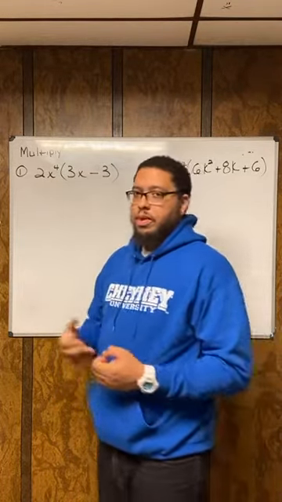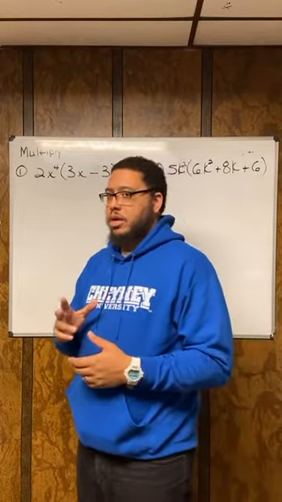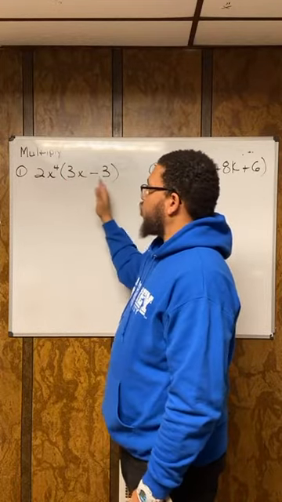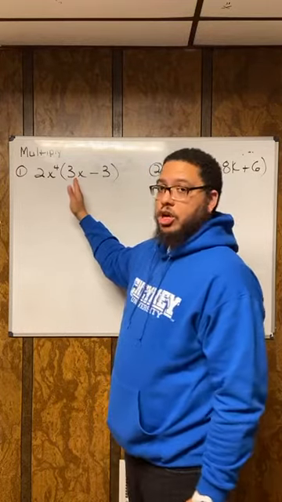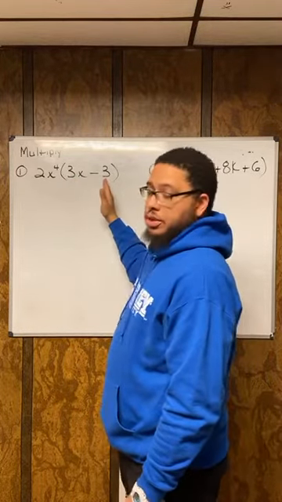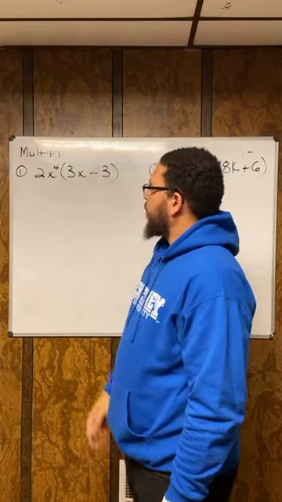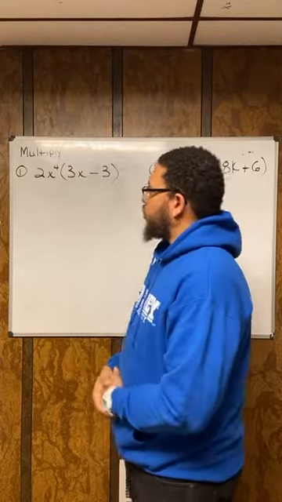Now, when we have multiple terms, terms are separated by plus signs and minus signs. So that's why this right here is called a binomial. It's a binomial because it has two terms. The 3x is considered one term, and this negative 3 is considered one term. So we have a 3x and a negative 3, separated by a negative sign. So this will be a binomial.